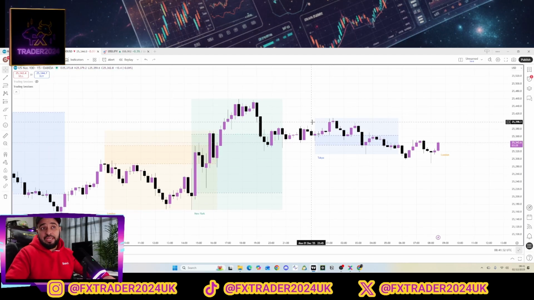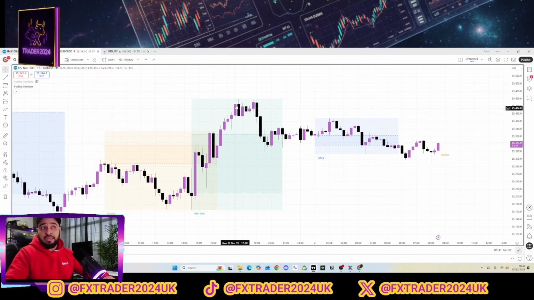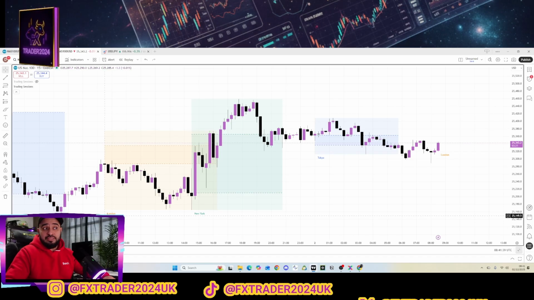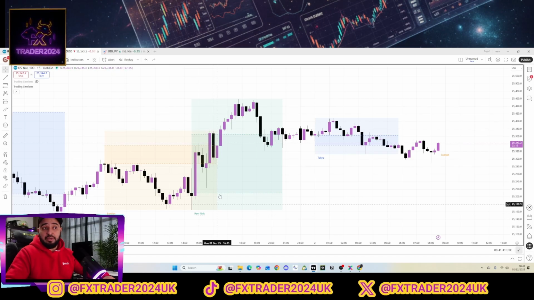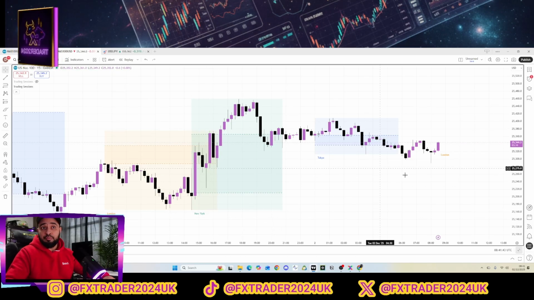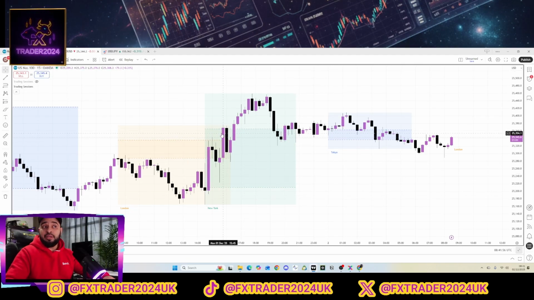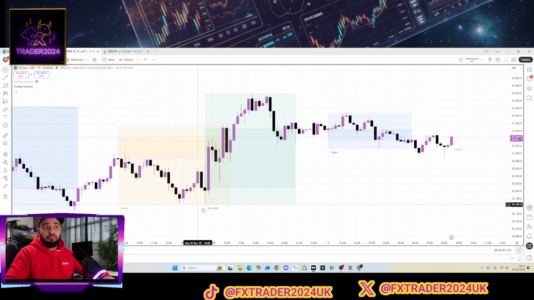So I've got this blue shading in the background, I've got this green shading, and I've got this orange shading. If you can see just below it, the orange is the London session opening, the green is the New York session opening, and the blue is the Asian session. And this is where we're looking for the ORB, the opening range breakout.